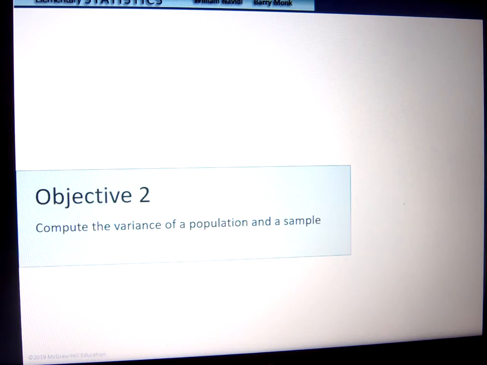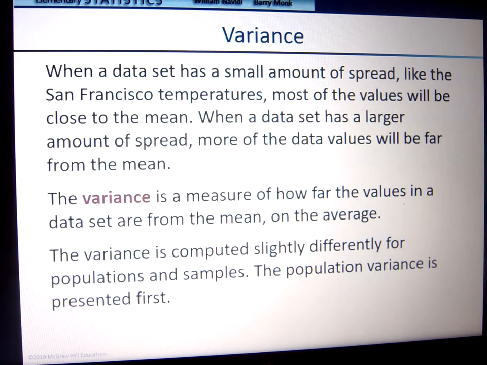Computing the variance of a population and a sample. When a data set has a small amount of spread, like San Francisco temperatures, most of the values will be close to the mean. When a data set has a larger amount of spread, more of the data values will be far from the mean. So the variance is a measure of how far the values in a data set are from the mean on the average. The variance is computed slightly differently for populations and samples.